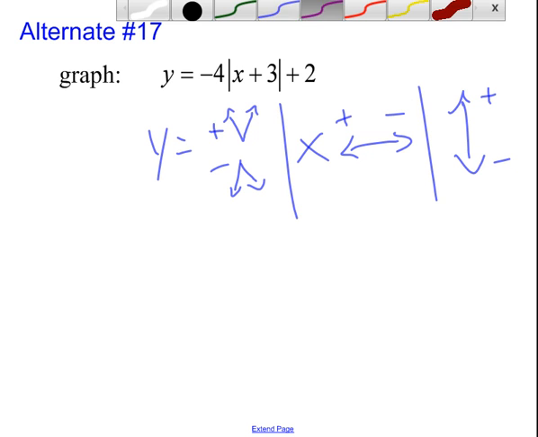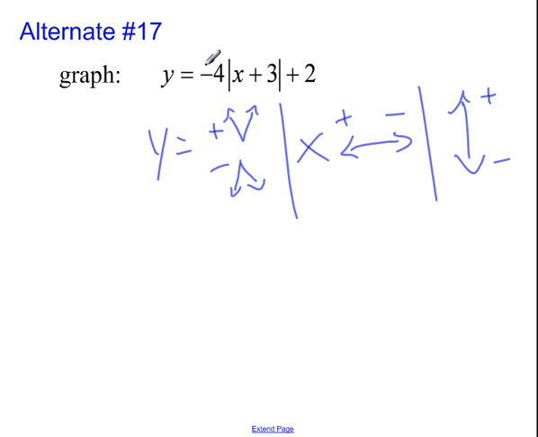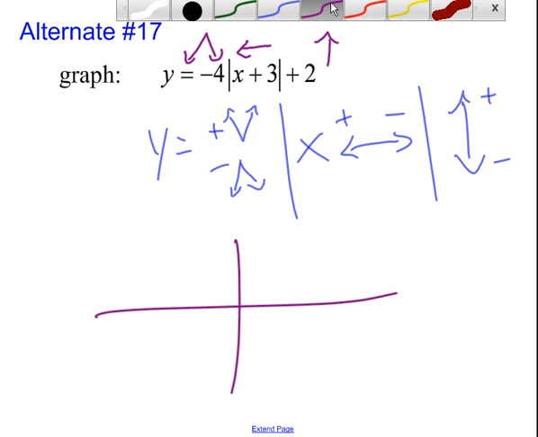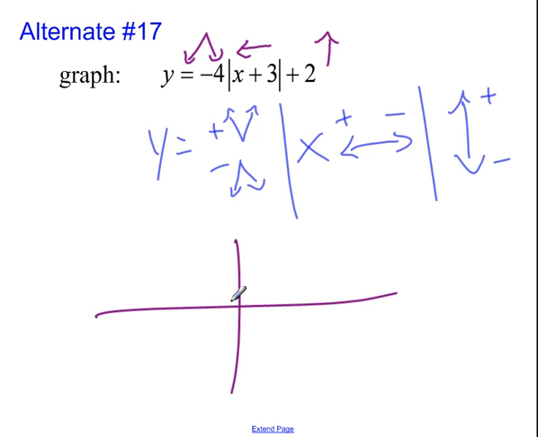So, in this particular case, this negative here means our v is going to go downwards. Positive here means we are going to move our vertex to the left, and positive here means we're going to move it up. So we're going to be looking for, on our actual exam, a v going downwards, where we're going to move 1, 2, 3 over, and 1, 2 up. So we're going to find this point here, and a v going downwards. And that's the basic idea there.